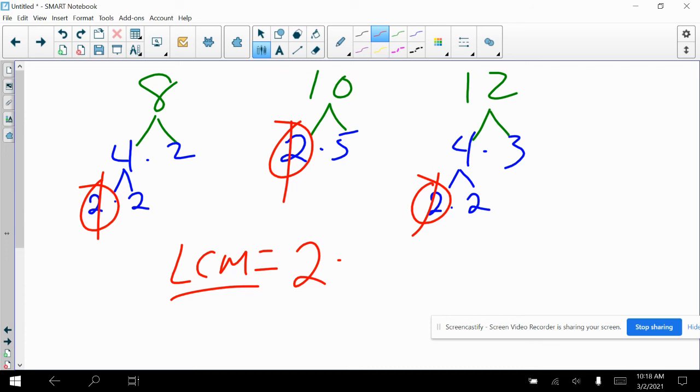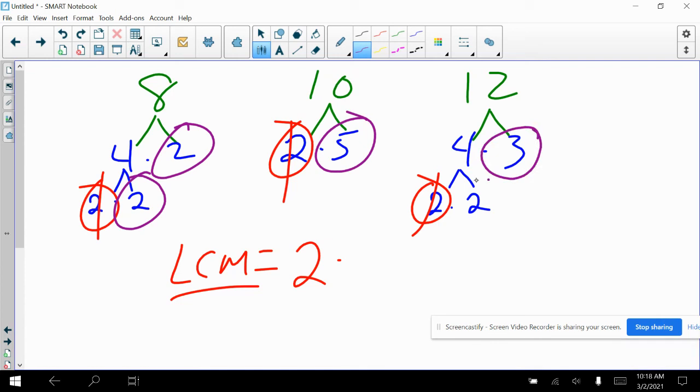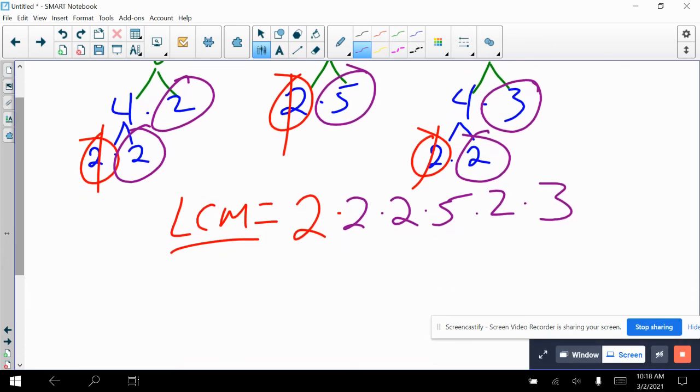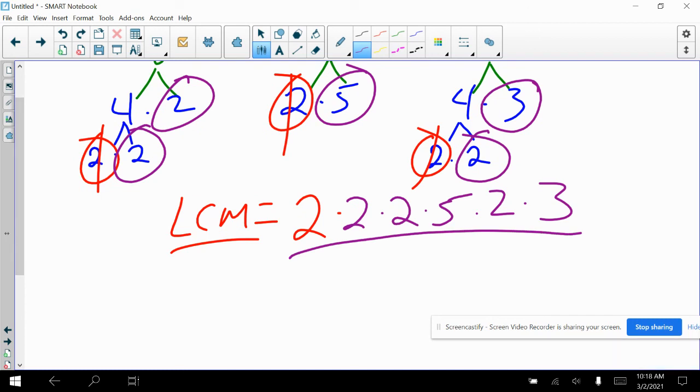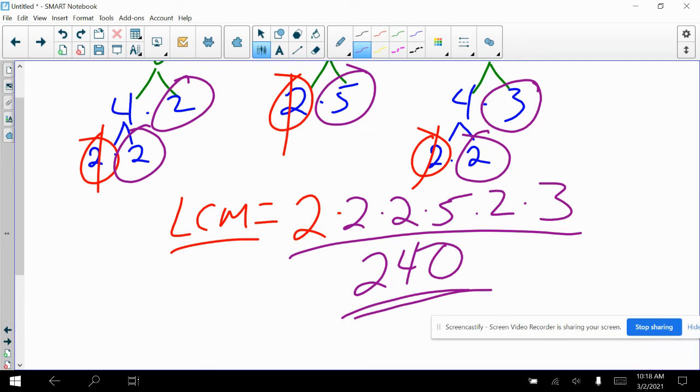Okay, so whatever we have left, we are going to multiply together. So we have a 2 and a 2 over here. We got a 5. We got a 2 and a 3. You multiply all those together. What is the smallest number that 8, 10, and 12 go into? Fisher? That is correct, sir. The smallest number that goes into 8, 10, and 12 evenly is 240.